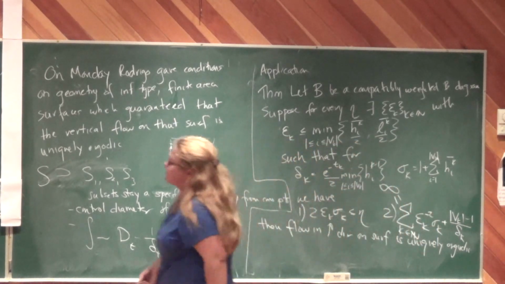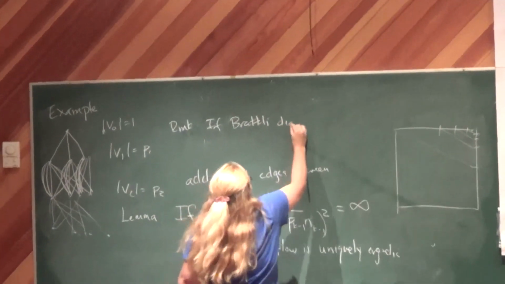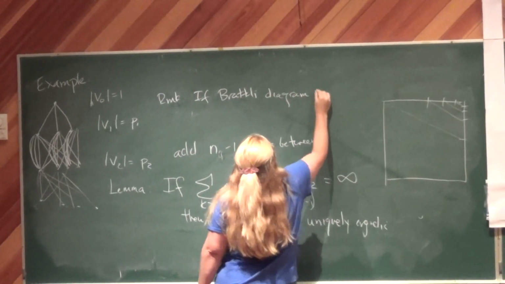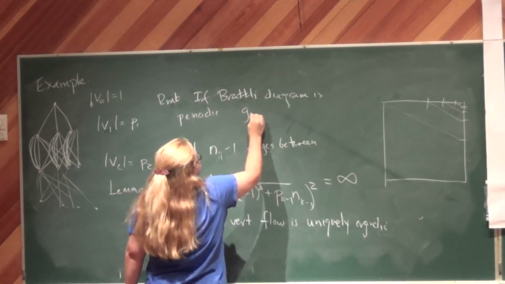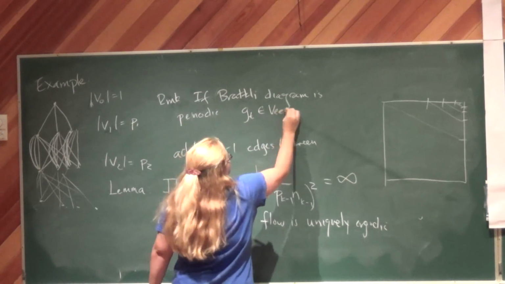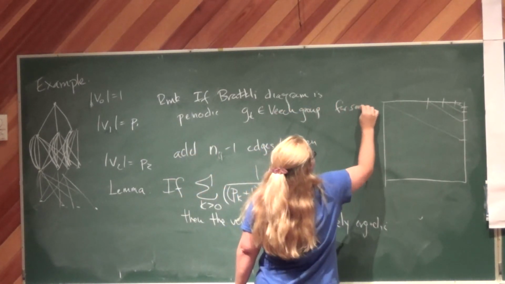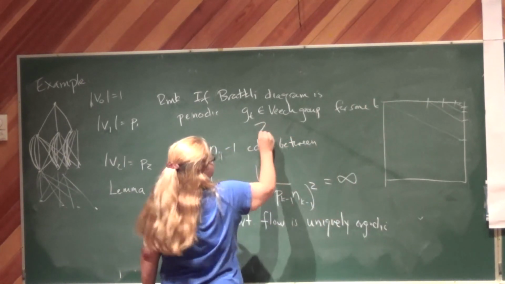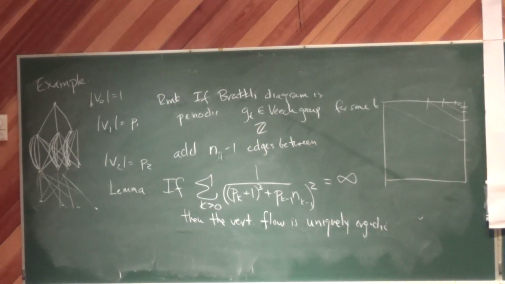Right, so I guess I can even state that remark. Okay. If the Bratteli diagram is periodic, g sub T is in the Veech group for some T. And thus, the Veech group contains a copy of Z. But that's something. Okay. And maybe more.